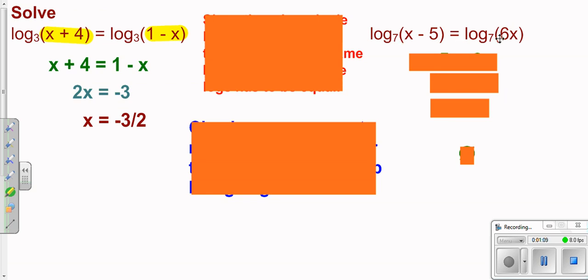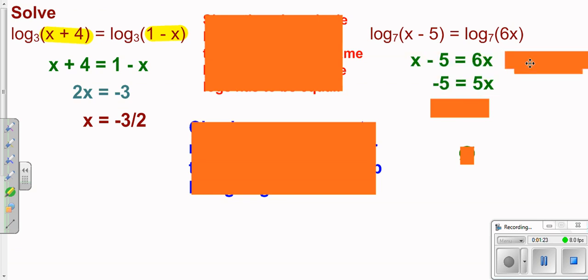Similarly, on the right side over here, once again, we have one log on the left, one log on the right, both with the same base, so we can go ahead and drop your logs. Set the parentheses after your logs equal to each other. Then we could go ahead and subtract an x from both sides, go ahead and divide, and we get negative 1.